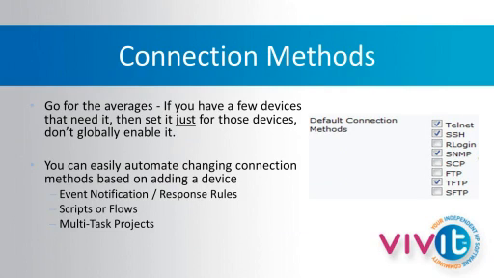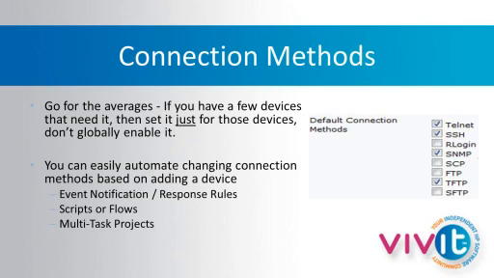Here we have connection methods. And for this, I try to go for the averages and not globally enable any option that maybe just a couple of devices use. There's plenty of ways that you can automate changing connection methods based on, for example, adding a device, event notification. You can use a script or a flow, or even do a multitask project.